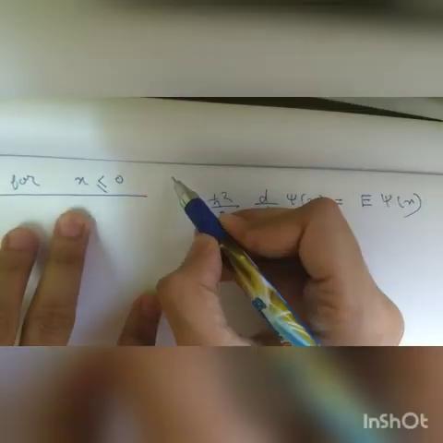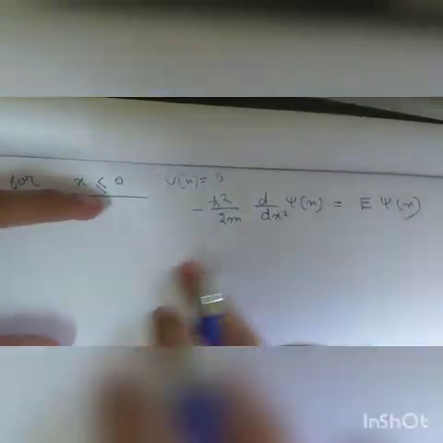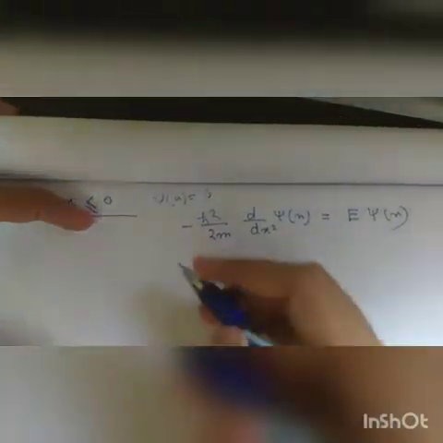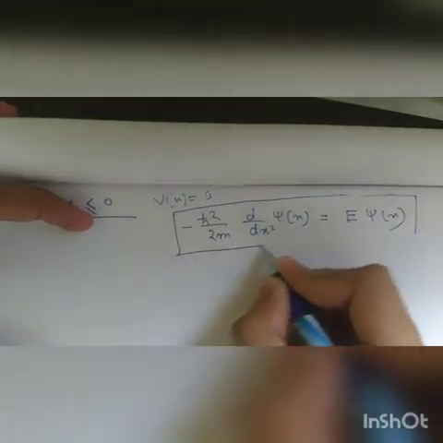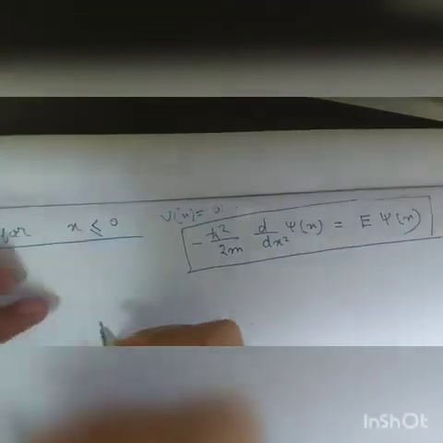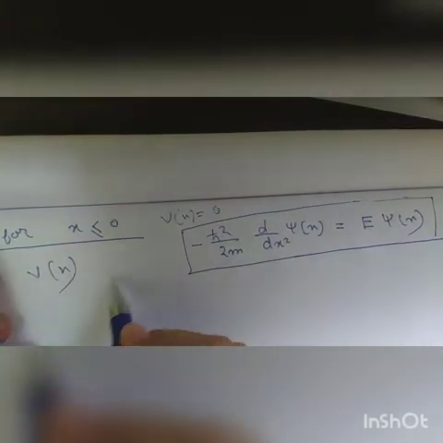For that the potential V(x) is 0, so we get this equation, the time independent Schrodinger equation. Now we have to solve it. One more thing: what does this V(x) signify? V(x) signifies the potential in some region.